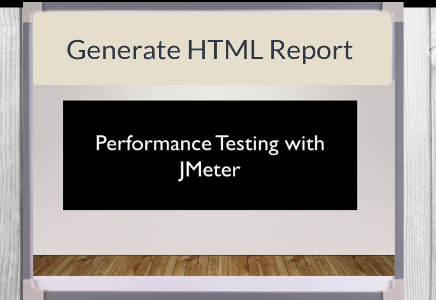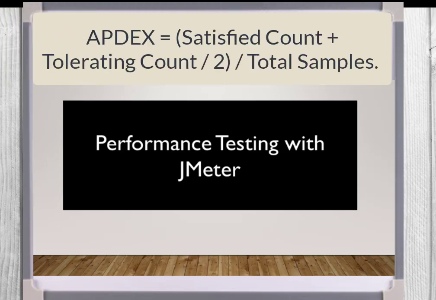The satisfaction threshold should be high enough to identify a reasonable count of events that take less time than the threshold. The tolerance threshold should be high enough to identify a reasonable count of events that are unsatisfactory but not more than unacceptable response times. The formula for calculating the APDEX is APDEX equals satisfied count plus tolerating count divided by 2 and then divided by the total samples.